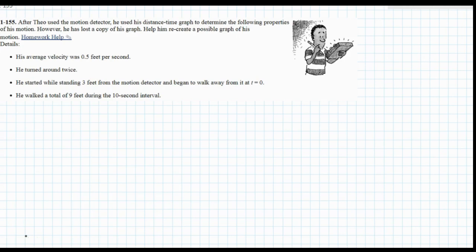Okay, so we're on problem 155, and the reason that I wanted to go over this problem in particular is because it's really hard to know when you're only given pieces of information and you have to draw a graph or write an equation. It's always difficult to figure out what information you need and in what order. Do you start with the first thing they tell you?